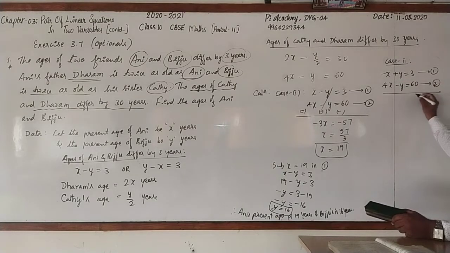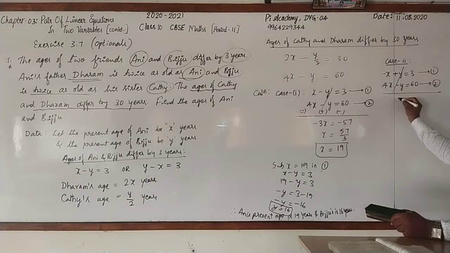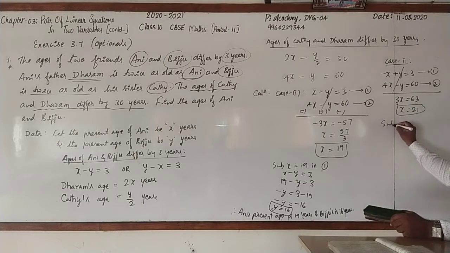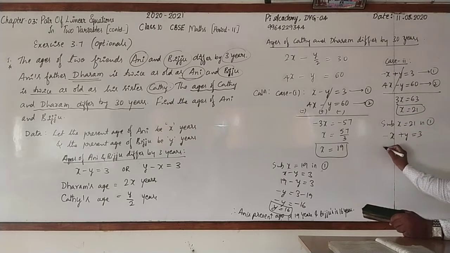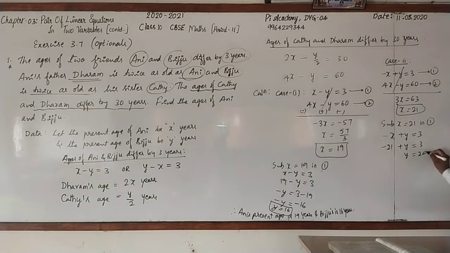Call it 2. See, no need to change the sign. Directly we can go for cancelling. Minus x plus 4x, it is 3x. It is 63. x equal to 21. Now substitute x equal to 21 in 1. Then minus x plus y is equal to 3. Then minus 21 plus y equal to 3. y is equal to 24.